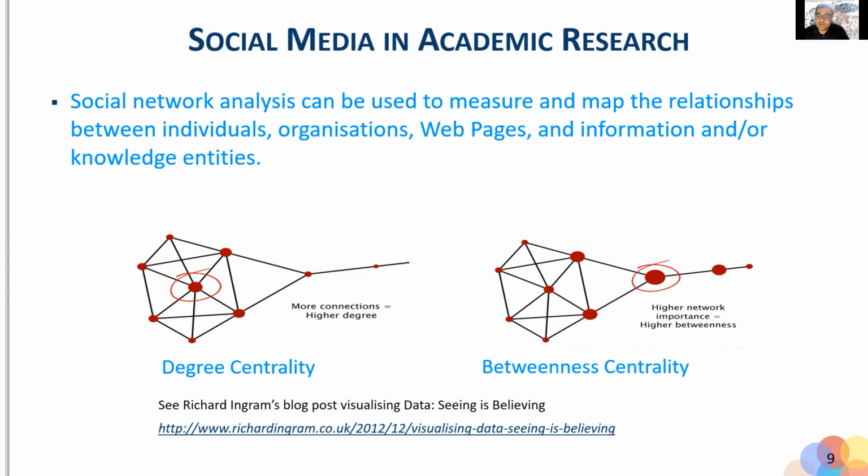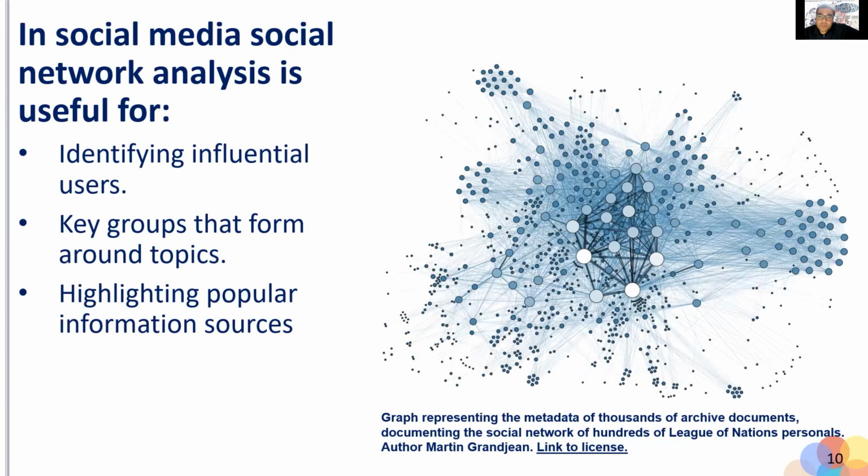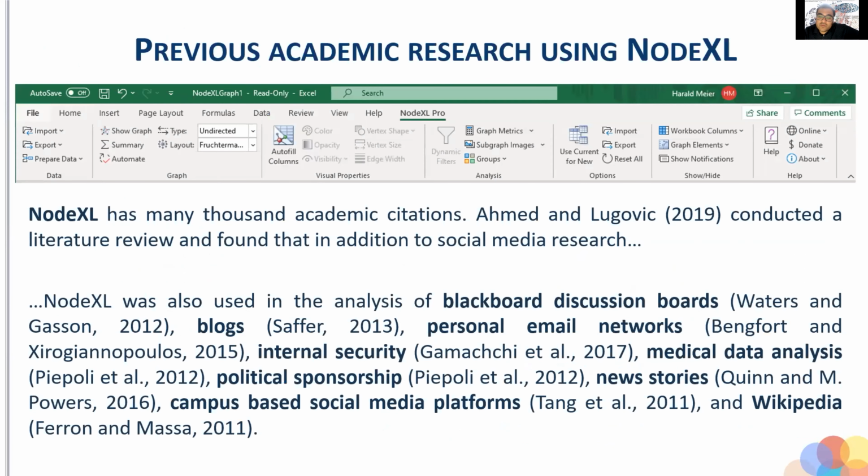So we've got degree centrality, betweenness centrality that you might have already come across. We can process those and many more in NodeXL as well. So we can use it to pinpoint influential users, key groups that form around topics, and also popular information sources as well.